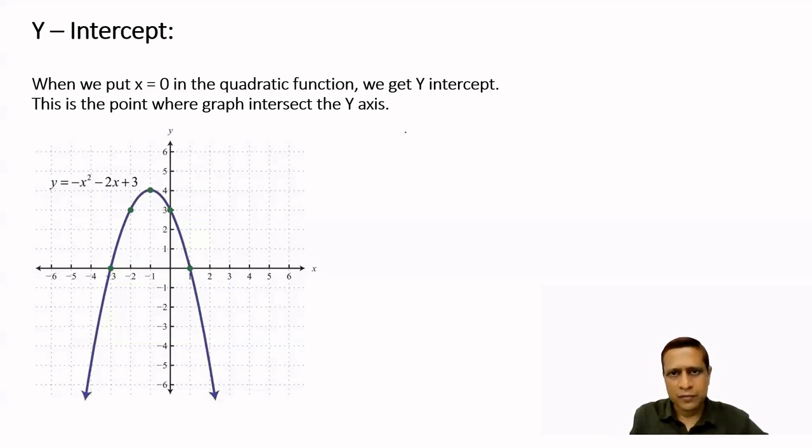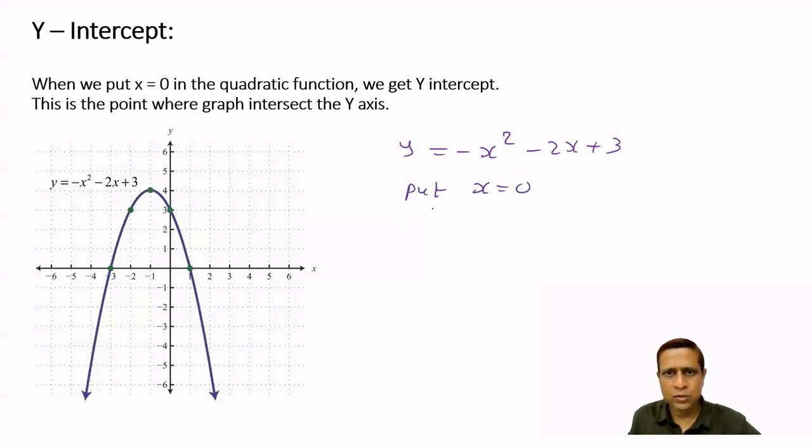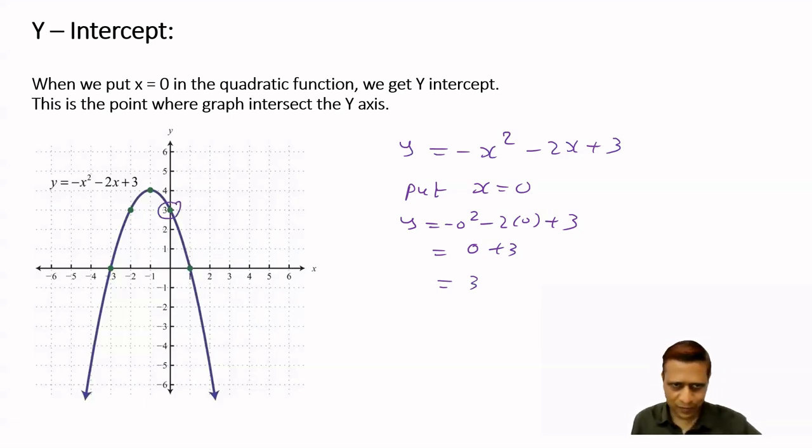For example, we have y equal to negative x squared minus 2x plus 3. If you put x equal to 0, we get y equal to negative 0 squared minus 2 times 0 plus 3, which is 0 plus 3, or simply 3. So y-intercept is 3. So that we can see here. So whenever we graph quadratic function, always look out for y-intercept and that is very easy to find.